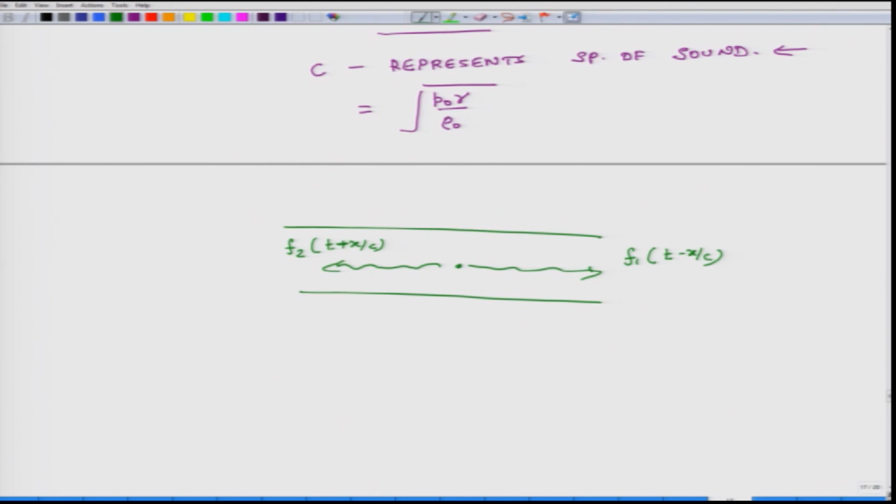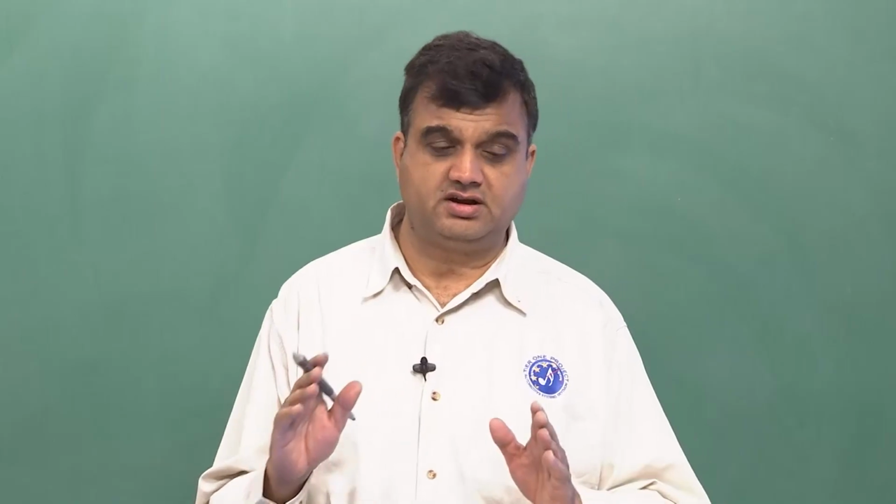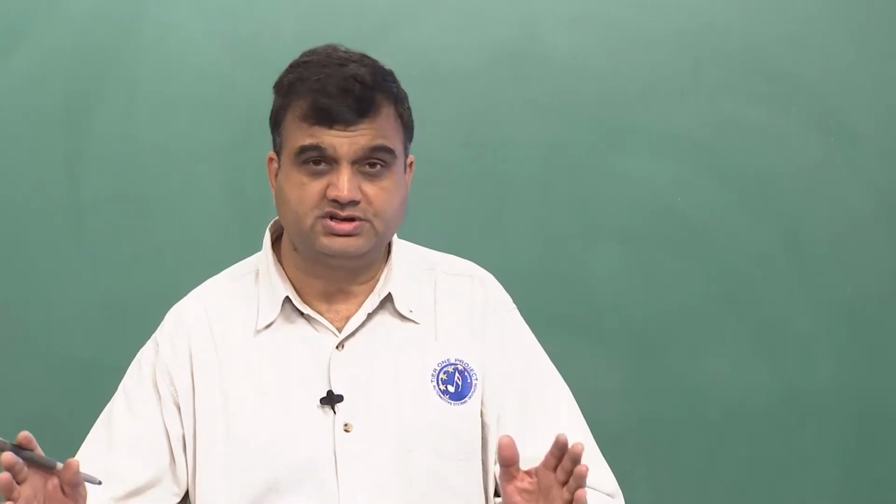Now, in reality, these functions f1 and f2 are important, because suppose I have a closed tube and suppose I start generating sound at the open end of the tube. What happens? Sound travels in the positive x direction, that I can represent by f1, and then it hits the wall and gets reflected, and the reflected sound I can represent by f2. So, this is the physical interpretation of f1 and f2, and the physical interpretation of c is that it indeed represents the speed of sound propagation.